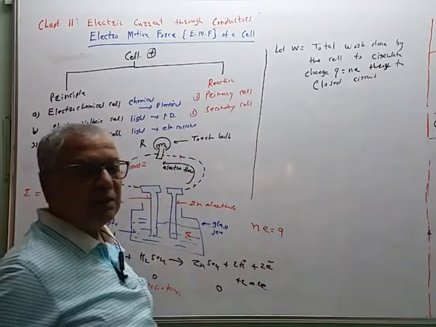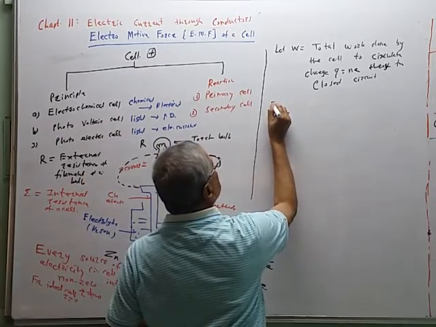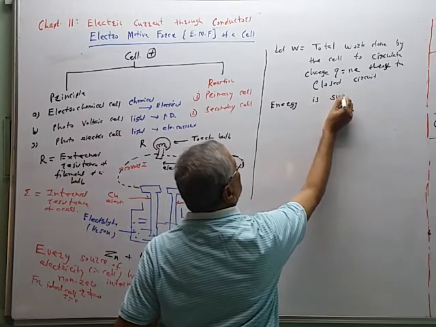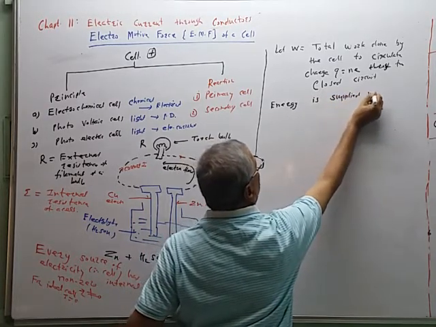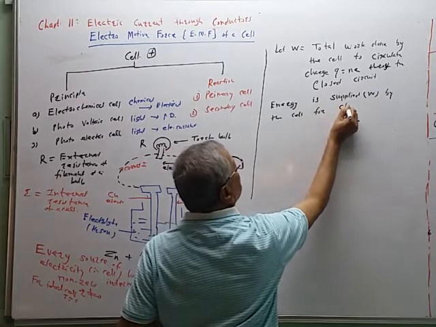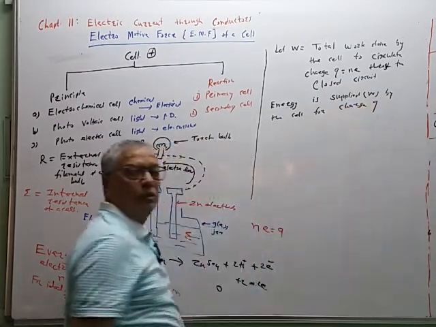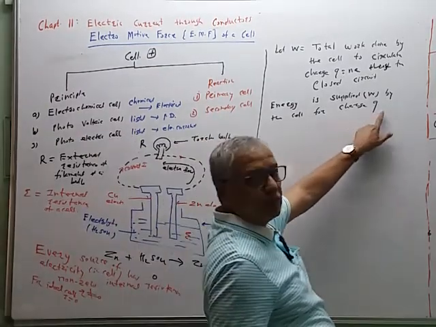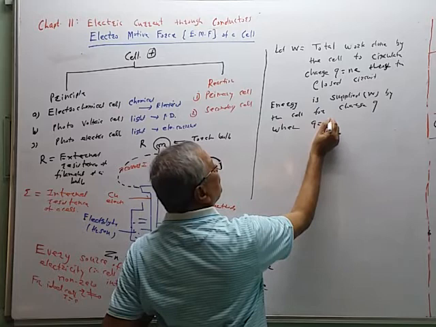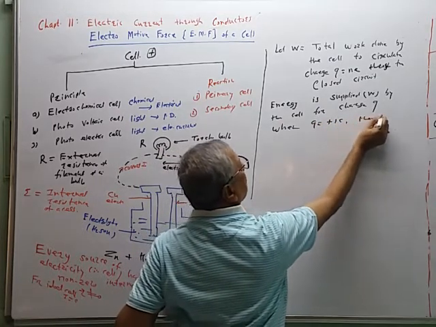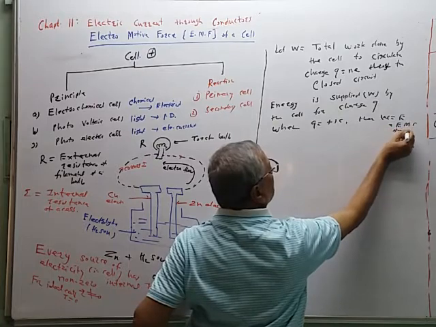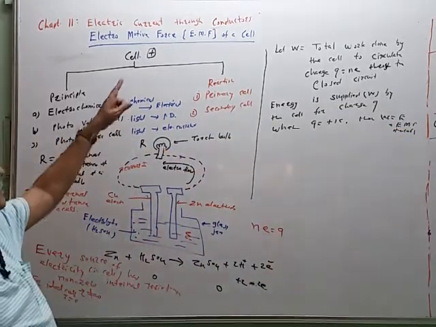So work is done means energy is supplied. So energy is supplied, W, by the cell for charge Q. Now instead of Q coulomb charge, when Q is equal to plus 1 coulomb, then W is equal to E, and this E is called the EMF of a cell.